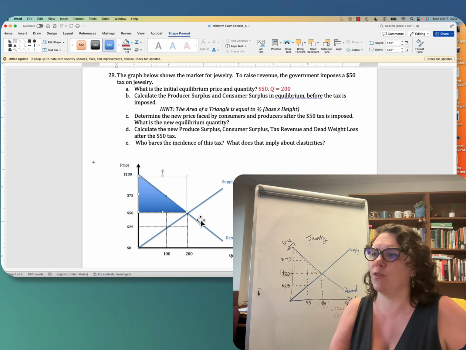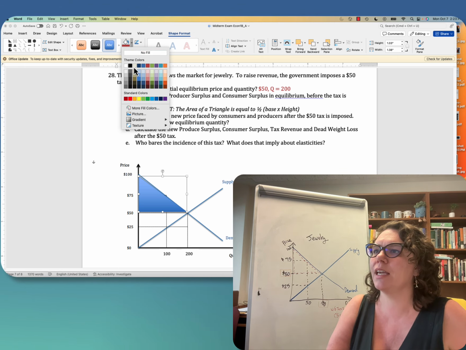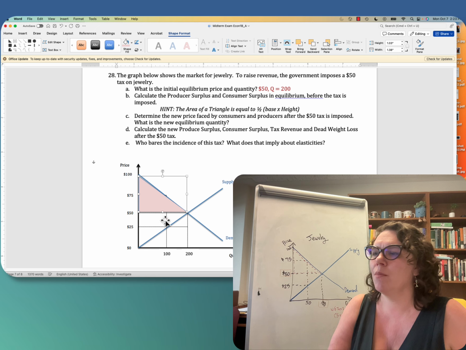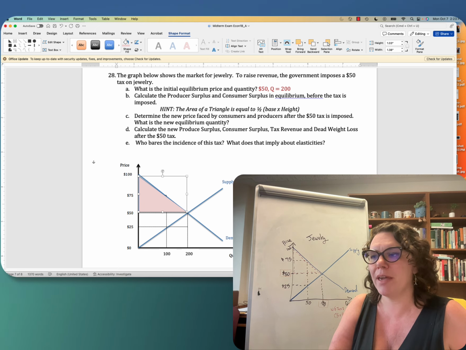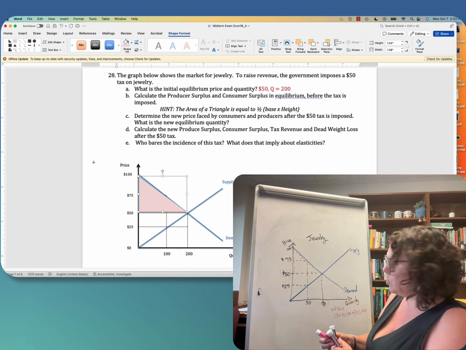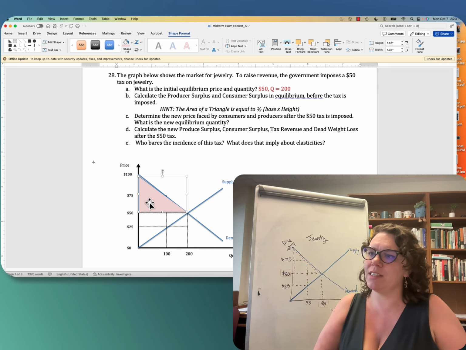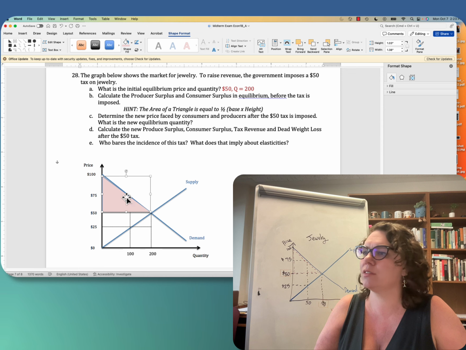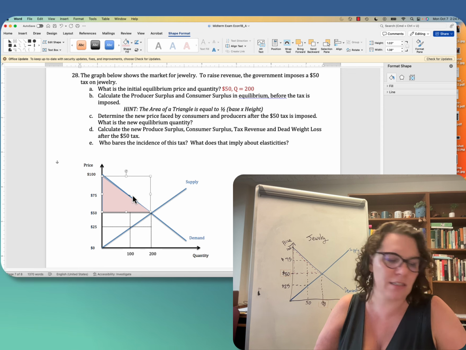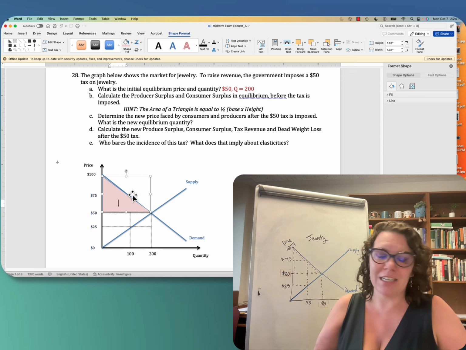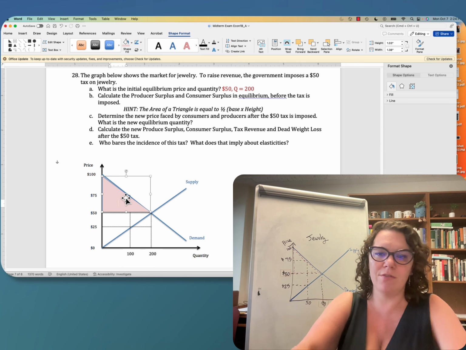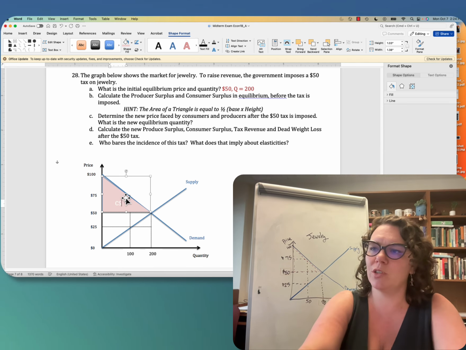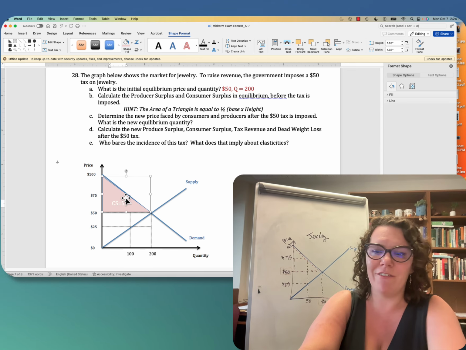In this graph over here, we're going to get the same-ish situation, but we're going to have a triangle with a height of $50 and a base of $200. So in that case, this is going to be a triangle with an area of 50 times 200 times 0.5, or consumer surplus equals 5,000.